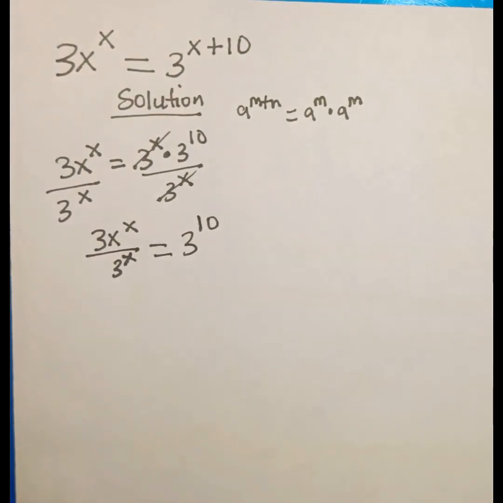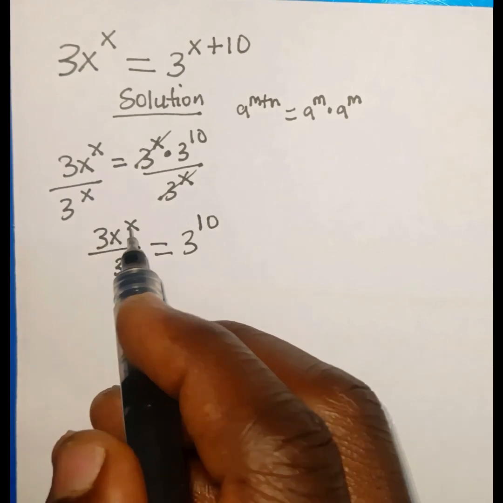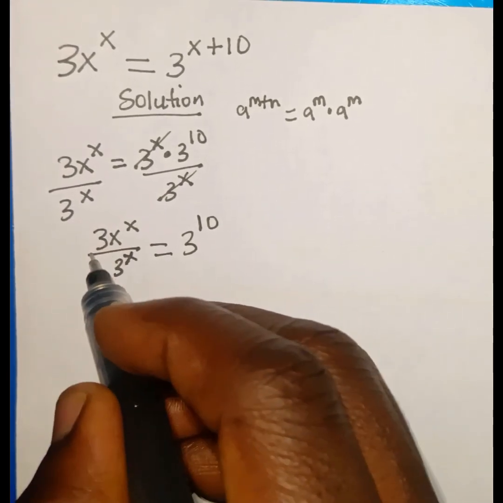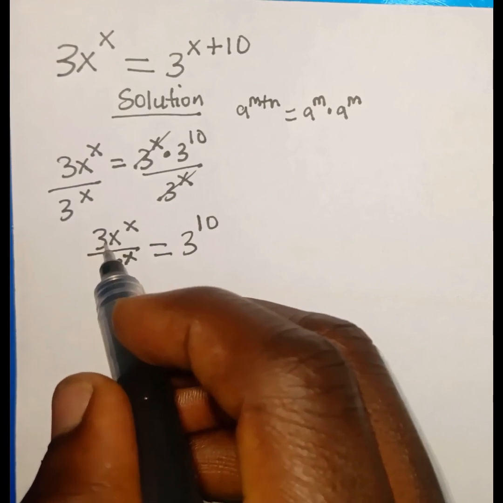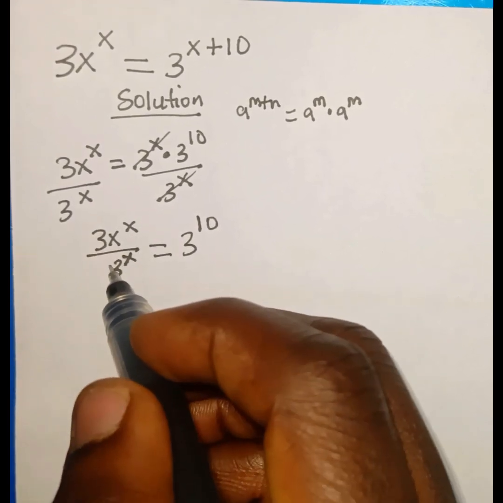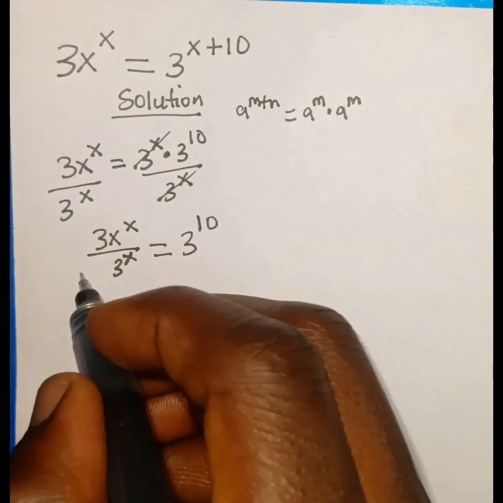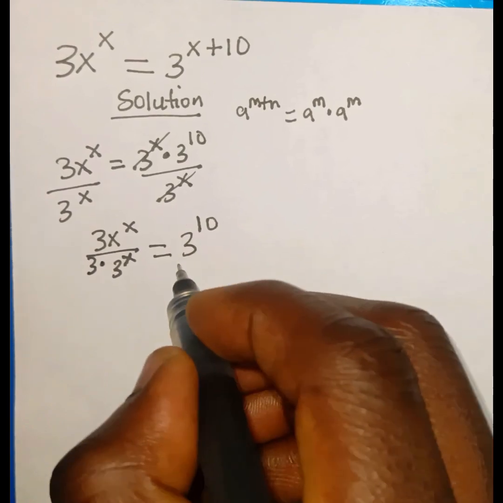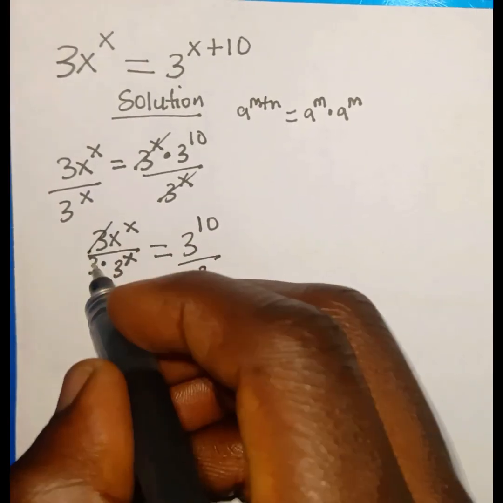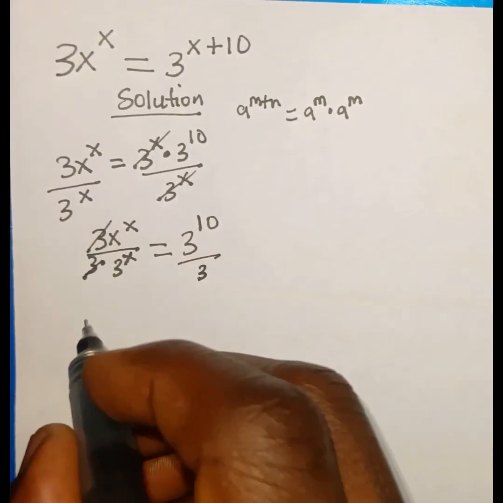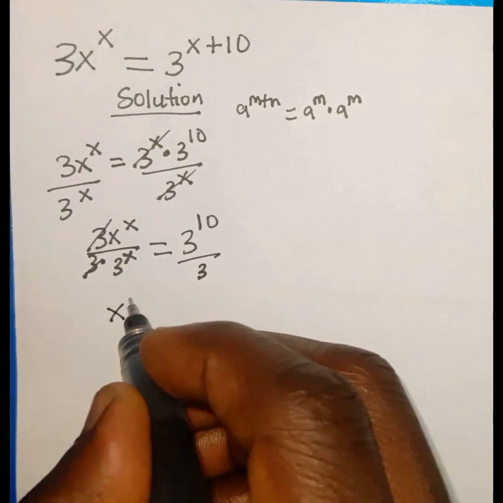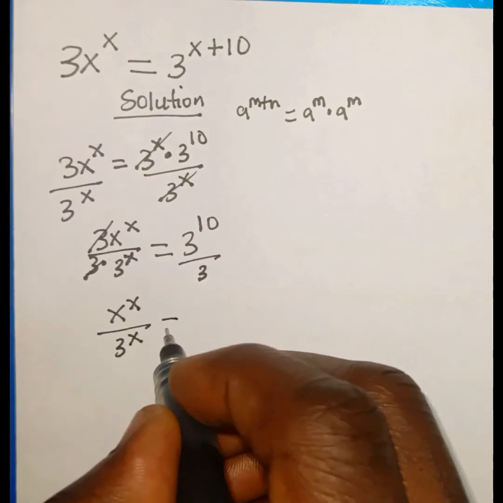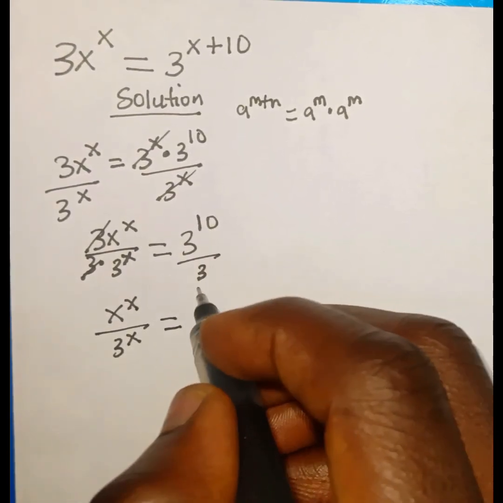Now, the next thing we are going to do, remember this power x is only affecting this x because there is no bracket. So this 3 is alone. So we need to cancel this 3 by dividing both sides of this equation by 3, or we multiply by 1 over 3 on both sides. We do the same thing to the right hand side so that this 3 can cancel this 3. So on the left hand side here, we are left with just x^x over 3^x, which is equal to 3^10 all over 3.